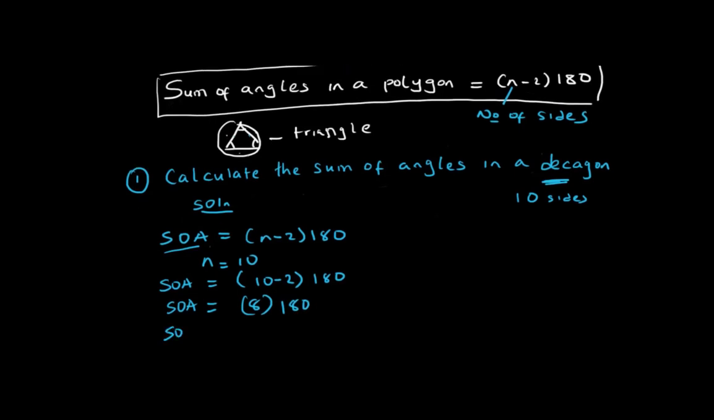So which means sum of angles equals 8 times 0 is 0, 8 times 8 is 64, 4 carries 6, 8 times 1 is 8 plus 6 is 14. So we have 1440 degrees. Is this not super simple? Let's take another example.